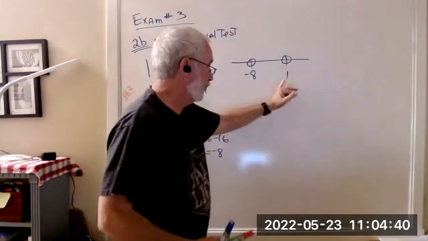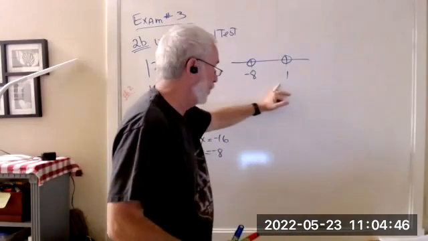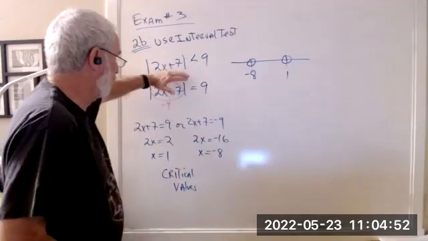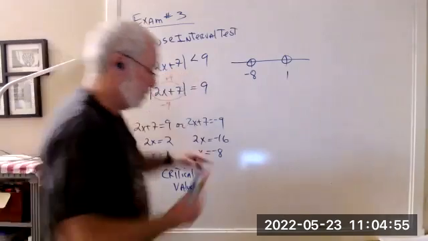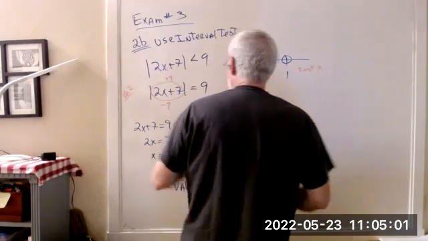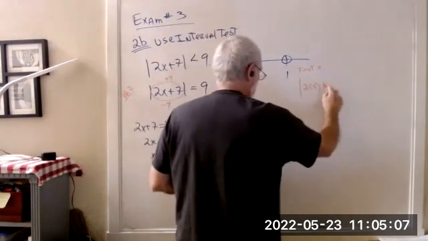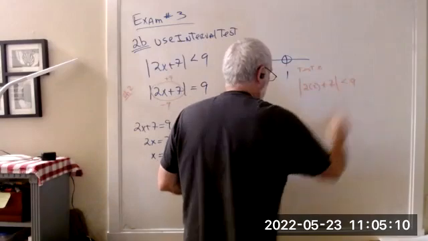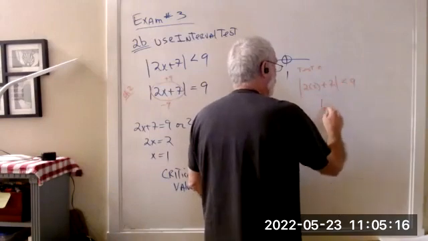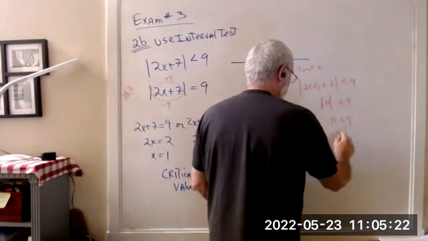So the interval from 1 to infinity, you pick any random number you want from 1 to infinity. But the key is you plug it into the original problem that we have so far ignored. So most of you would say, I'm going to test 2, and you plug it into the original problem. So you have the absolute value of 2 times 2 plus 7 is less than 9. You do your math, you get 4 plus 7, the absolute value of 11 is less than 9. 11 is less than 9? Well, that's false.